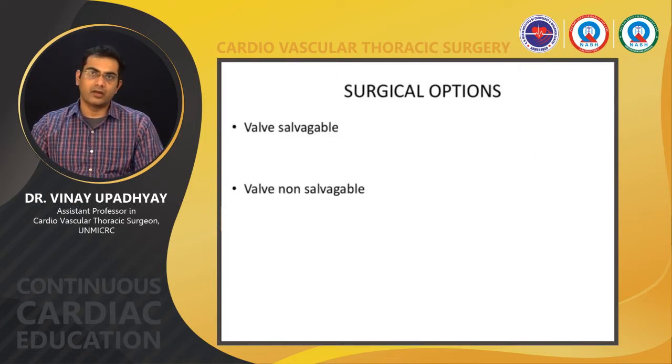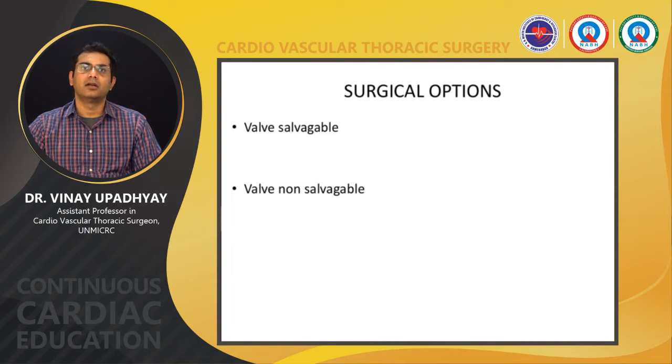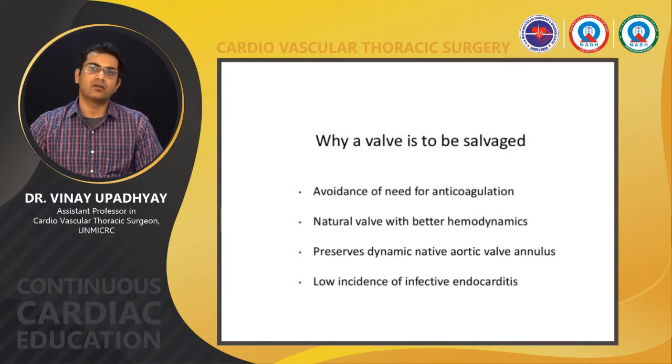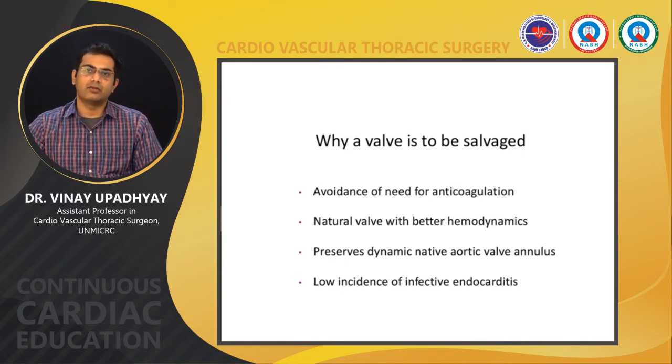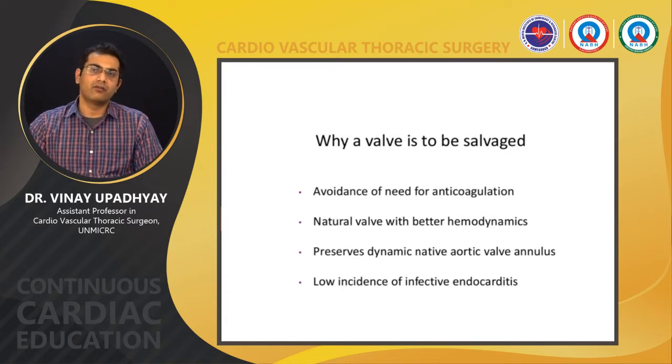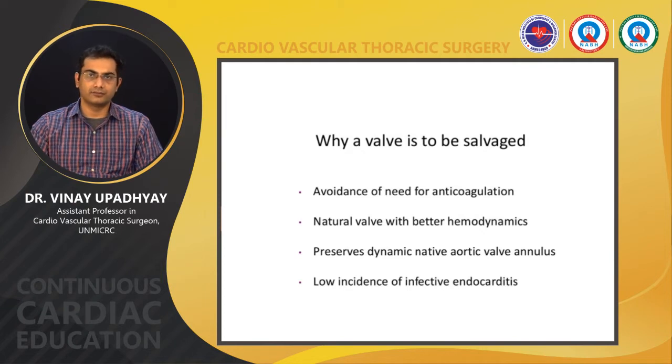Now we discuss various surgical options: the valve which is salvageable and the valve which is not salvageable. First, why do we need to salvage the valve? First and foremost is the avoidance of anticoagulation. Second, the natural valve has better hemodynamics. Third, there is a low incidence of infective endocarditis in the native valve.